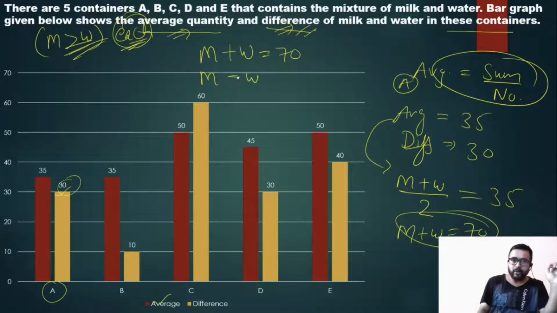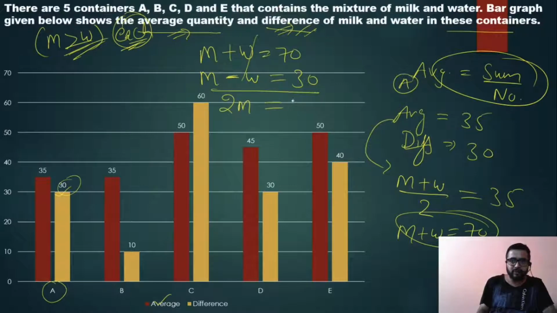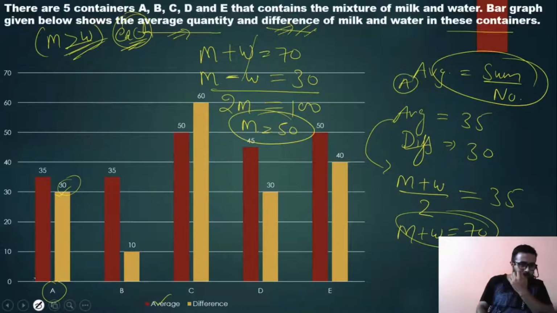Now you have to subtract water from milk, and you will get this 30. So now just add, this will cancel out this, so you will get twice of milk equals 100 and your milk equals 50. And if milk is 50, what will your water be? Water will be 20. So can I say milk is 50 and water is 20? So this is the way to solve this DI. I hope this concept is clear.